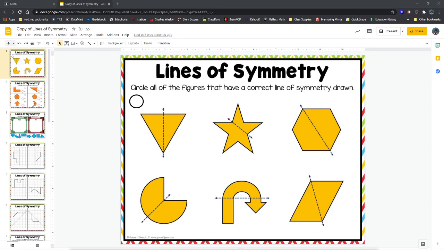Now we've talked about symmetry and about lines of symmetry before, but it's been a little while. Who can tell me what is a line of symmetry, or what does symmetry mean? Jadine, what does symmetry mean, or what is a line of symmetry? On just some sides?